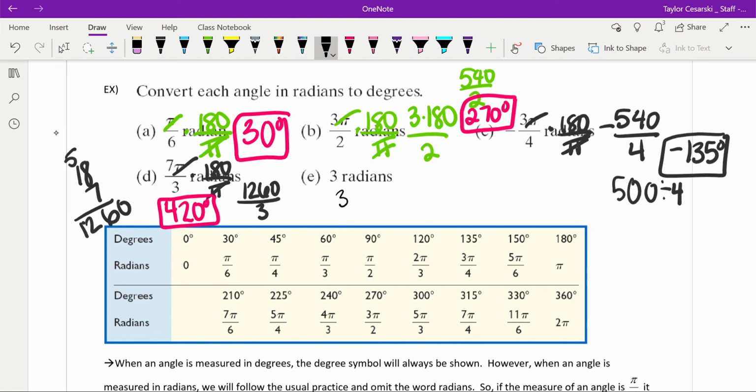Alright, so this one you notice it doesn't have a pi in it, okay? So 3 times 180 divided by pi. So I just get right here 540 divided by pi degrees. Now, if you didn't have a calculator, you just have to leave it exactly like that. There's no simplifying that can happen.